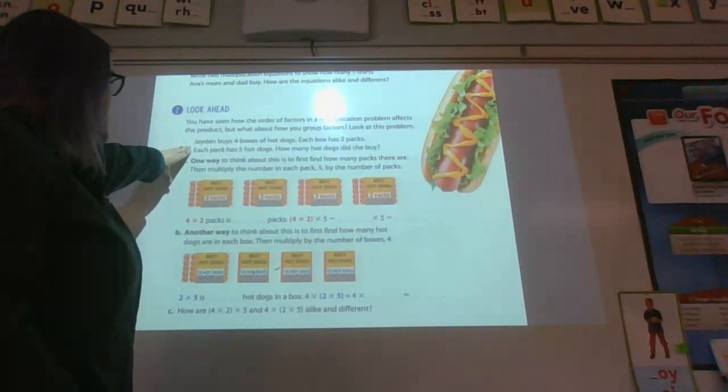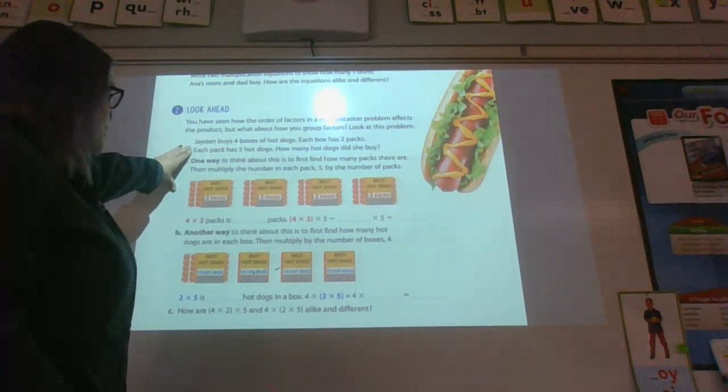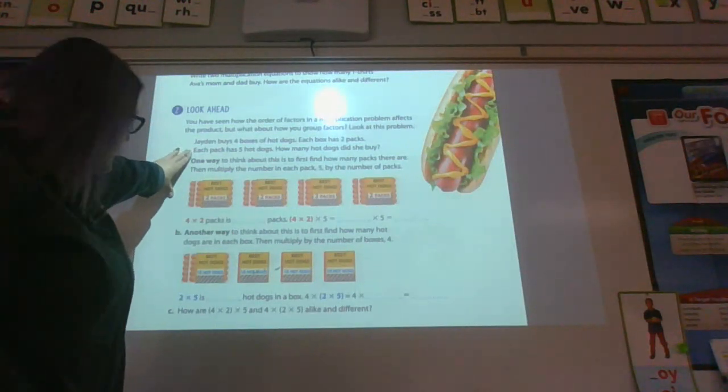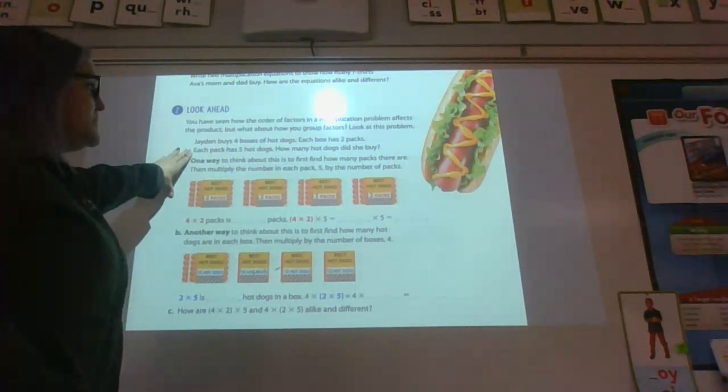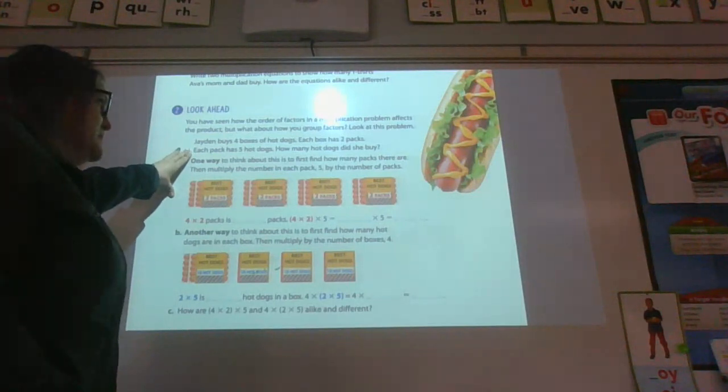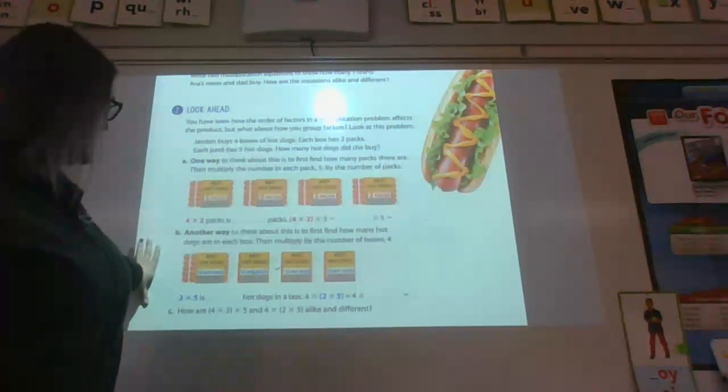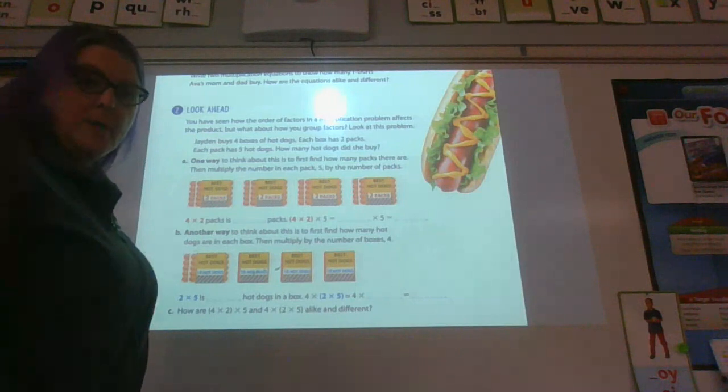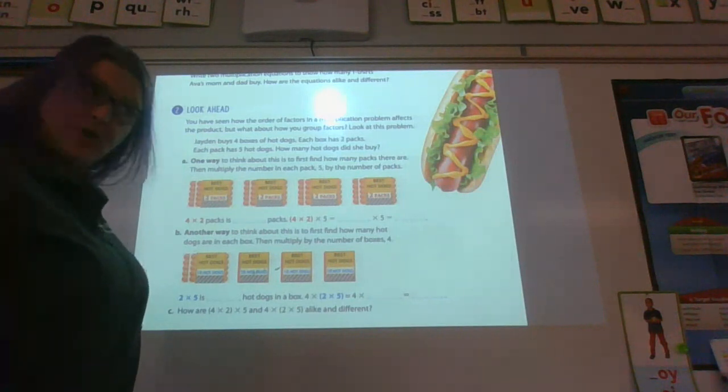So the problem right here. Jaden buys 4 boxes of hot dogs. Each box has 2 packs. Each pack has 5 hot dogs. How many hot dogs did she buy? All right, first question is always, what is this problem about? Mr. Davis? It's about hot dogs.